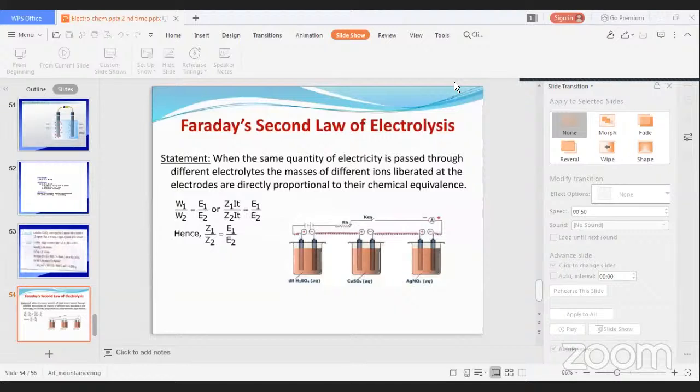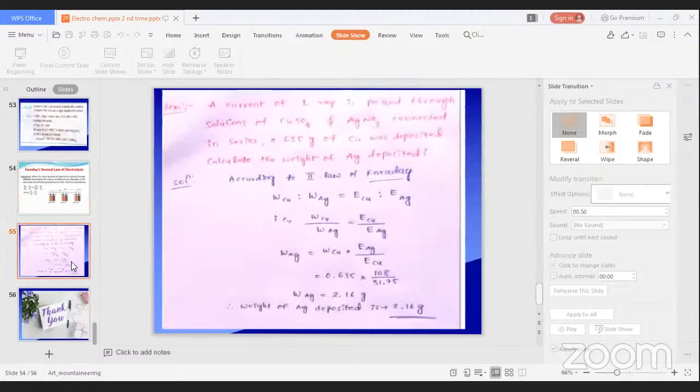In the first law it depends upon the weight of the substance; here, the equivalent weight of the substance. See this one. This is one more problem regarding the second law of Faraday. So from this, electrochemistry has been completed. Next session we will discuss chemical kinetics.